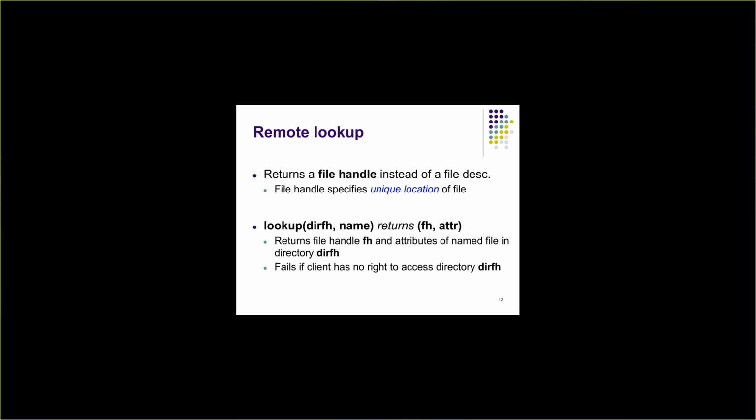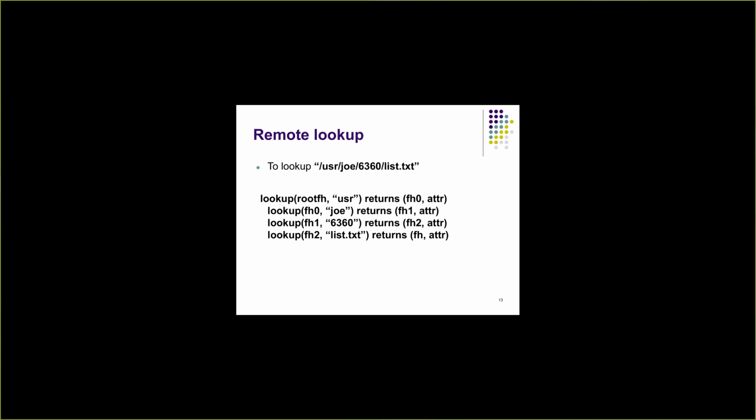So now, given a file path, lookup will be called many times by the client, right? The user just gives the path of the file and calls open, but under the hood, the client needs to make many lookup calls, which are RPC calls to the NFS server. So first we need to look up the folder user in the root file handle.